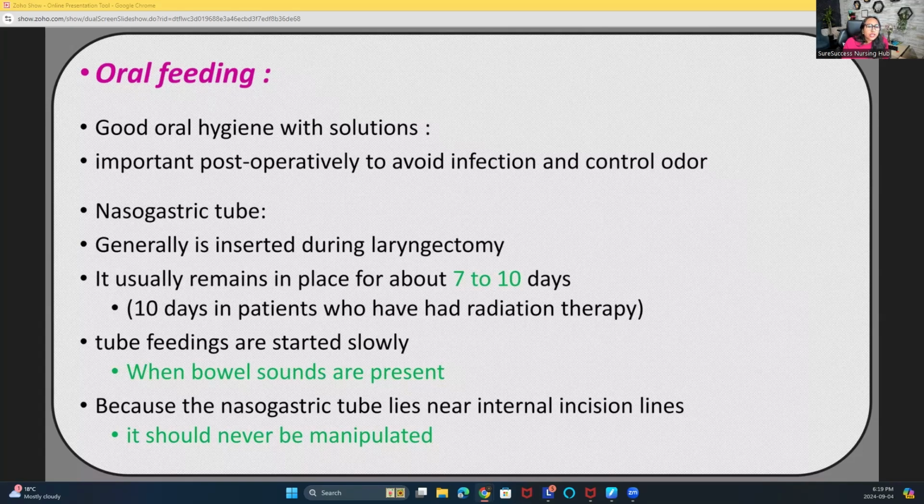With the laryngectomy, usually the NG tube is inserted for 7 to 10 days. Usually more days when you have the radiations, because it happens after the cancer. Okay, and make sure bowel sounds are present whenever you start the feeding.